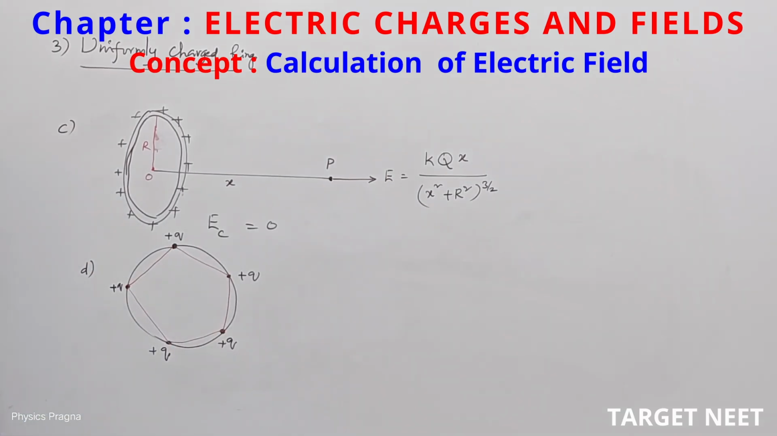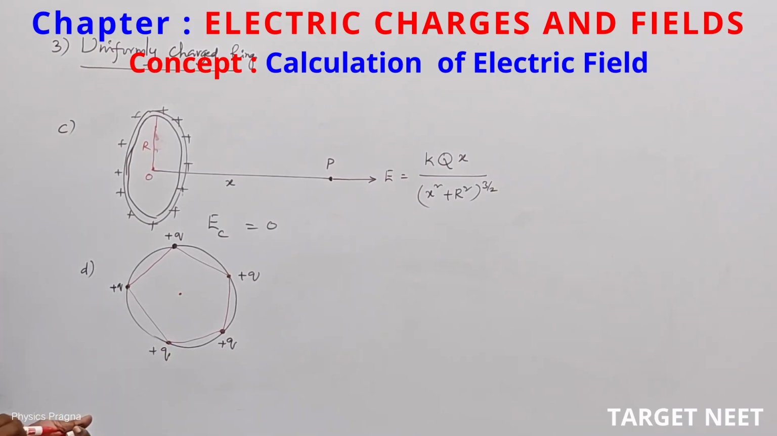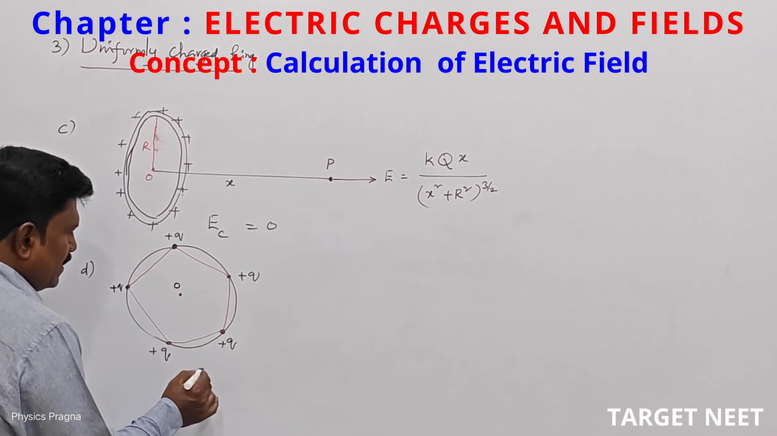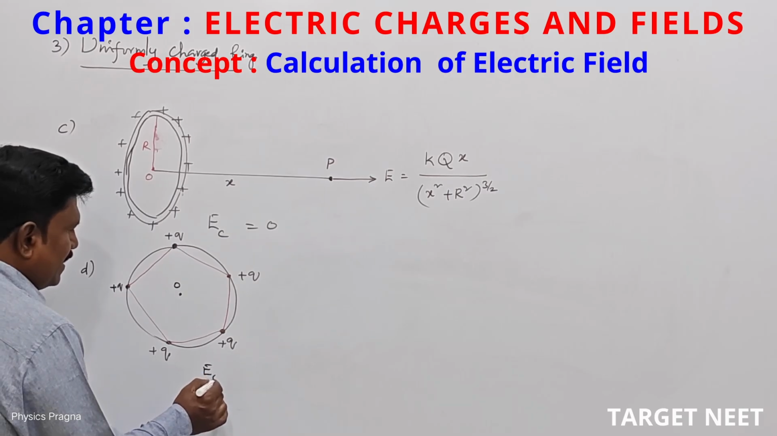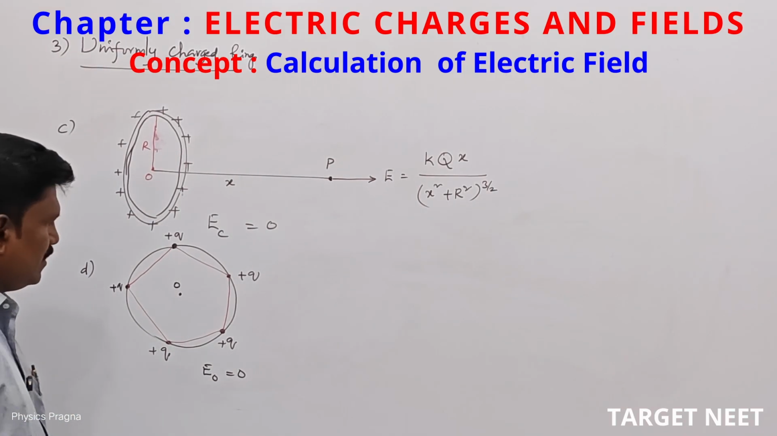So in the problem sometimes they give a regular pentagon. What is the electric field at the center? What is the electric field at x distance from the pentagon? So as usual, this is the center O. The electric field at the center is equal to 0 as usual. Why? Because charges are uniformly distributed. Because of symmetry, the electric fields due to each charge will be cancelled out.